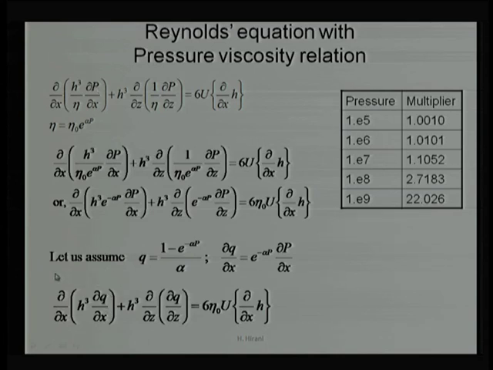So, if I solve this equation and find out Q, subsequent to that I can convert it to find out what the P will be. That means we are accounting for the pressure viscosity term without much modification. We just alter the equation in such a manner that the pressure viscosity can be accounted for easily.